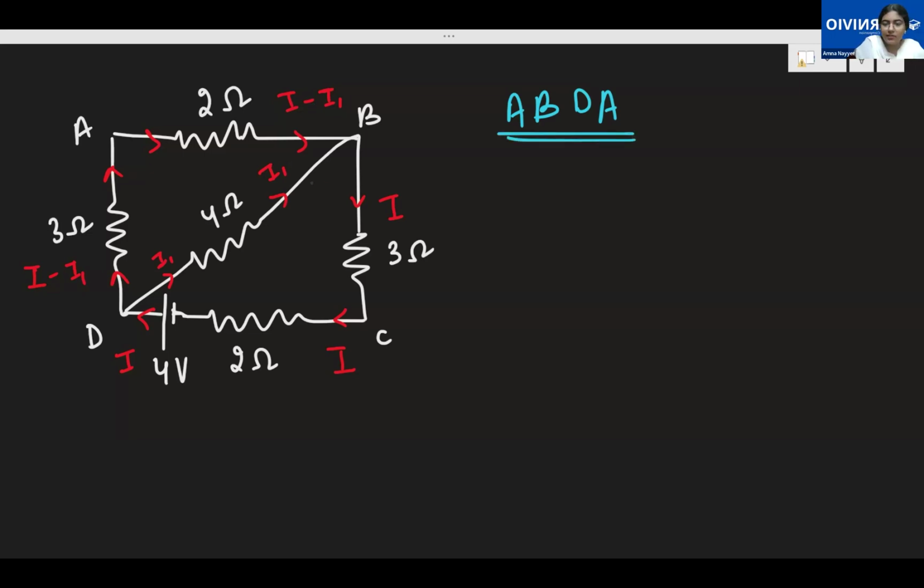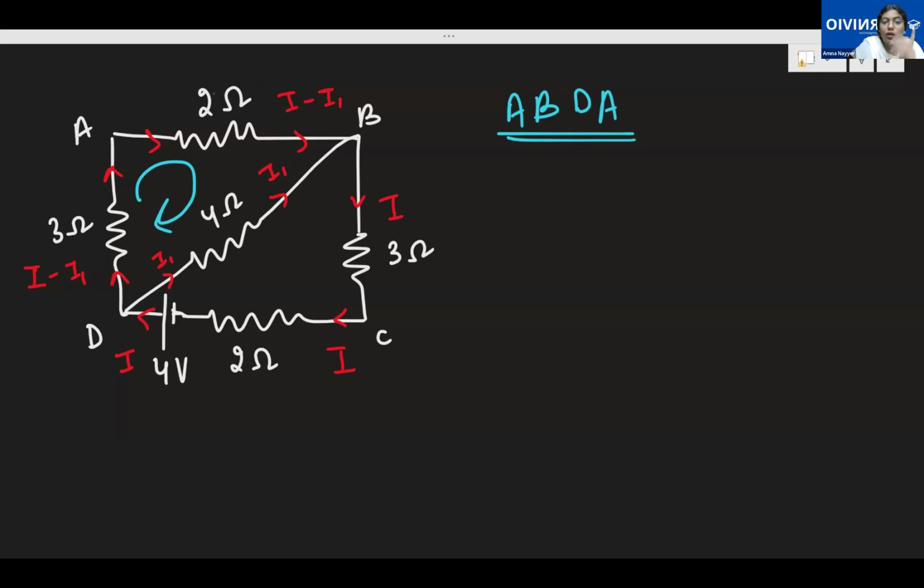Now choose one direction which you will follow. Let me take clockwise in this. Any direction you can take, and the directions do not have to have any uniformity. You can take anything. Now let me start from A to B.